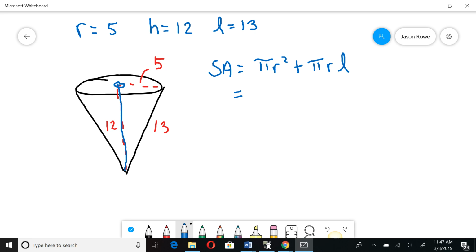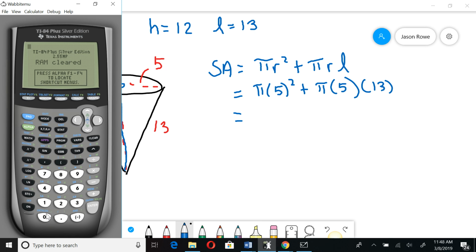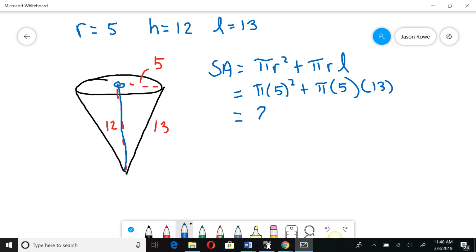So here we go. We got r is 5, so pi times 5 squared plus pi times 5 times L. L here is 13. So now what are we going to do? We're going to pull out our calculator if we're not comfortable multiplying. And we're going to do this, 5 squared. Now my suggestion is leave pi alone until you have to at the very end. So that's 25 pi.